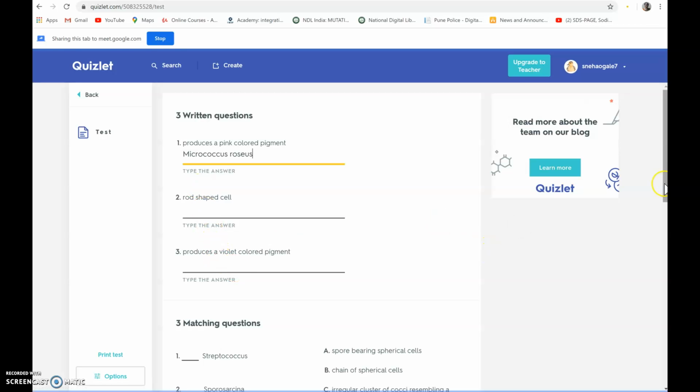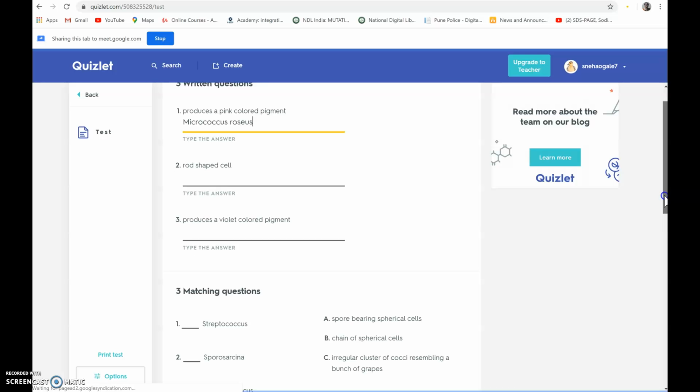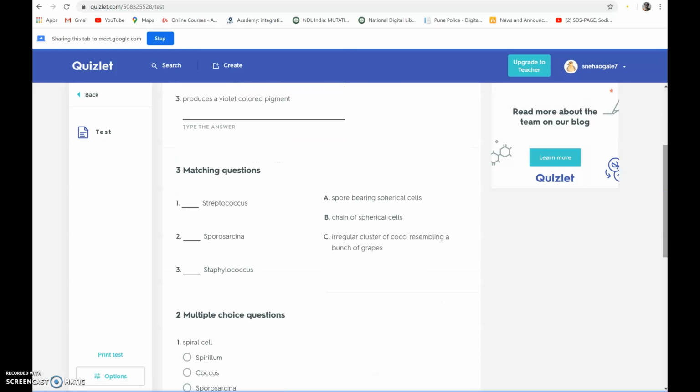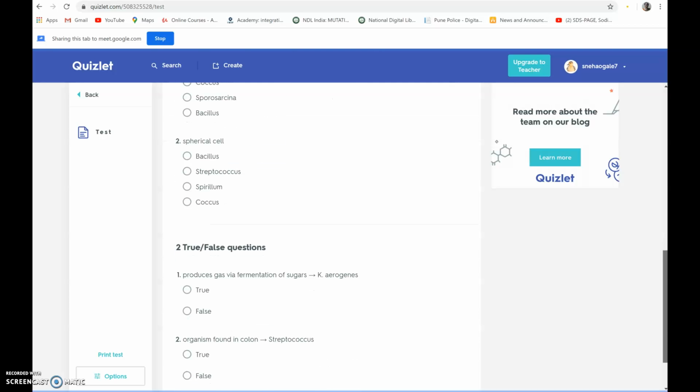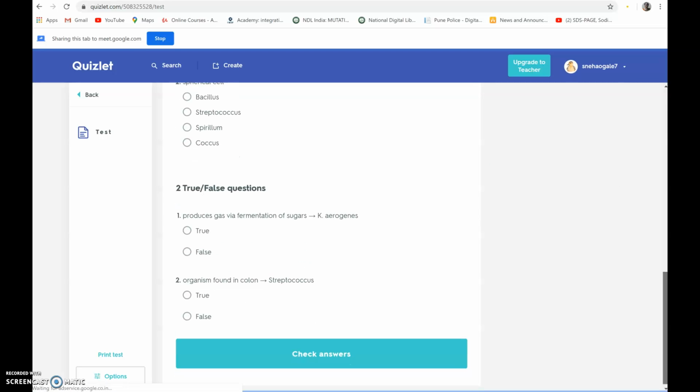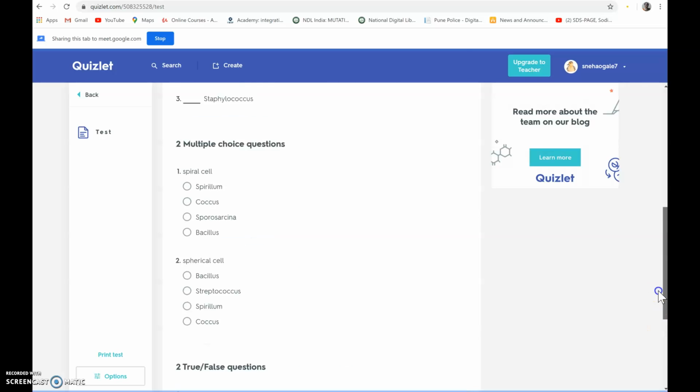You have different types of questions. So you can have some which will directly give them the meaning and they have to give the terms with those meanings. You can have match the following. So you can have streptococcus where you have to write chain of spherical cells, or you can have multiple choice questions, spiral cell being spirillum. You can have true or false questions. Produces gas via fermentation of sugars, Klebsiella aerogenes, the answer is true. And for the second one, the answer is false.